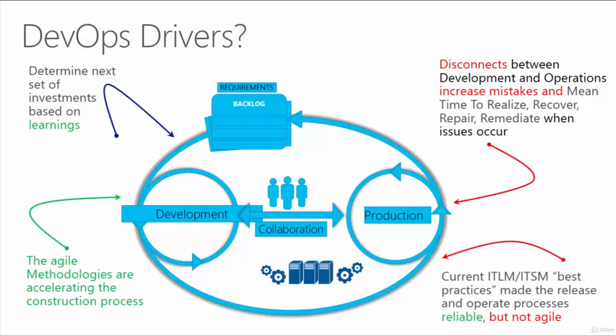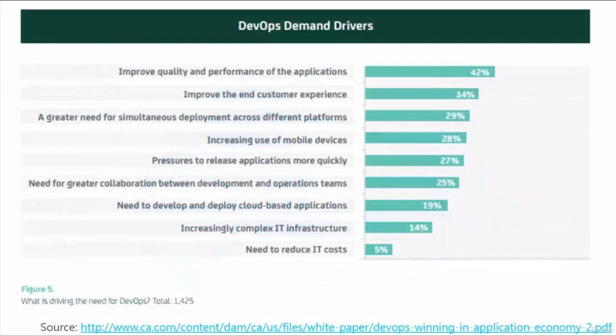So now when you're developing an enterprise level app or software, we can remove the disconnects, for example. We can increase the reliability, and of course still be able to accelerate the production process with less errors. Some of the DevOps demand drivers are improved quality and performance of the applications. That's one of the biggest demand drivers. So the only reason we implement DevOps is to improve quality and, of course, the performance of the apps.